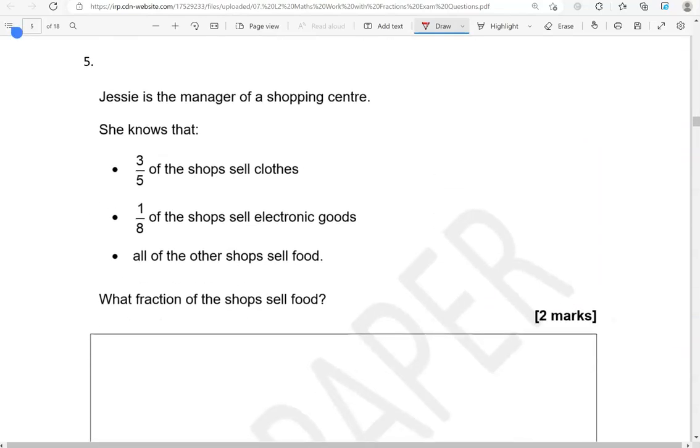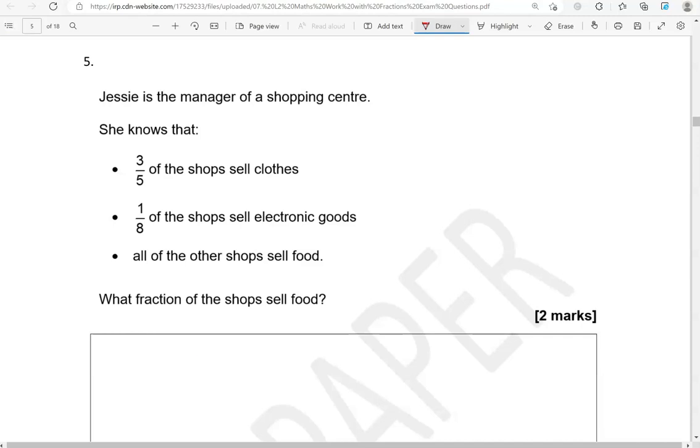Jessie is the manager of a shopping centre. She knows that 3/5 of the shops sell clothes, 1/8 of the shops sell electronic goods, all of the other shops sell food. What fraction of the shops sell food?